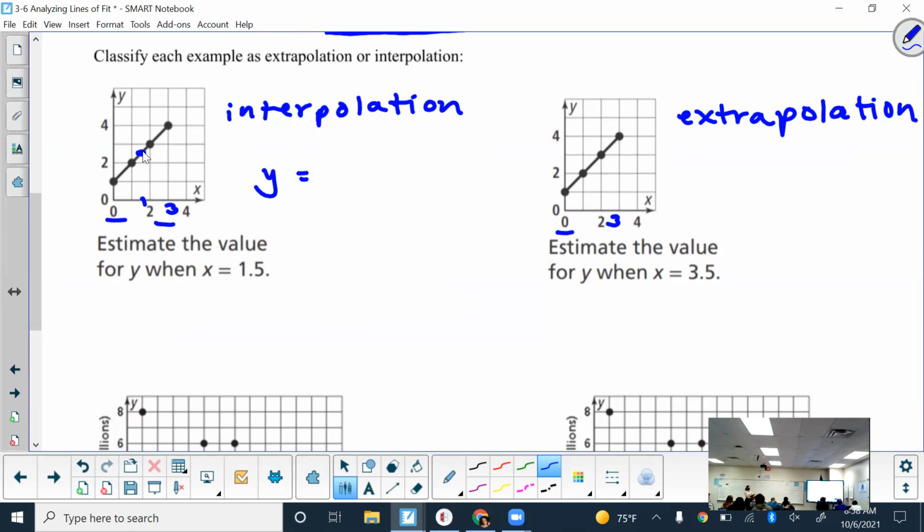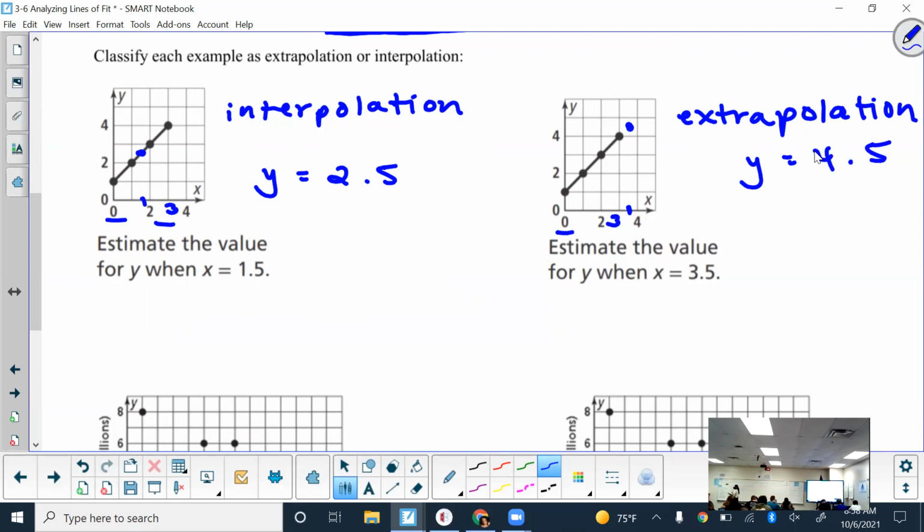So read the graph. When x is 1.5, what's my y value? It's near 2.5. So you can use your trend line to estimate other data points that you didn't necessarily collect. What about over here? When x is 3.5, so that would be in between here. So if I'm following the line, it would be about up here. What's my y value expected to be? Near 4.5.